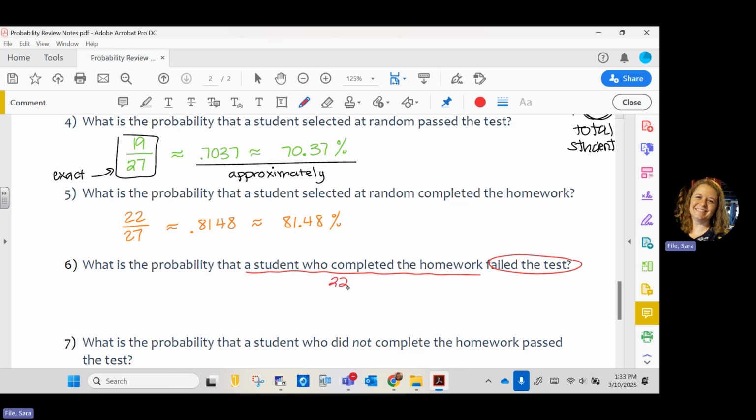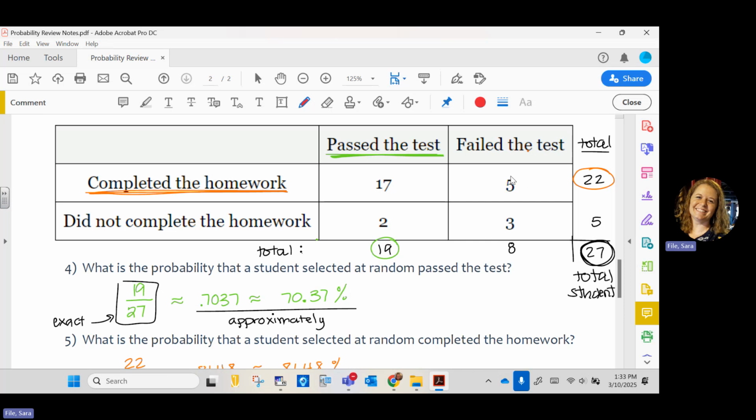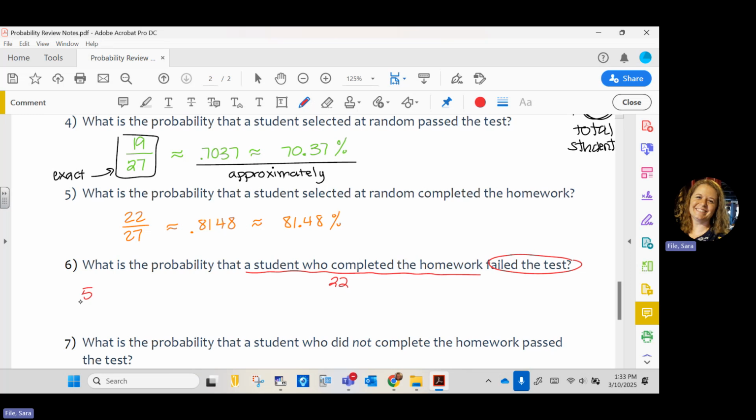Out of these 22, 5 of them failed the test. So there is a 5 out of 22 chance that a student who completed the homework failed the test. If you wanted to round that, it's 0.2273, which is about 22.73%. Forgot to box this one in.